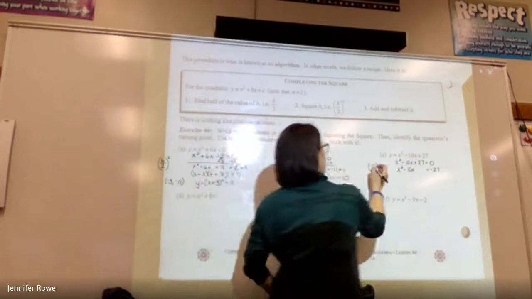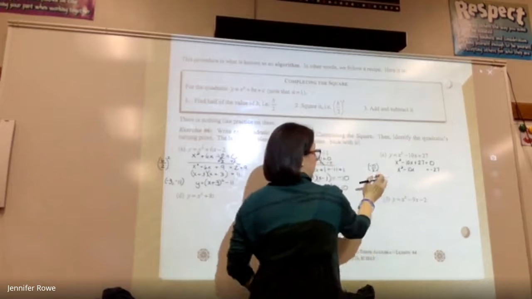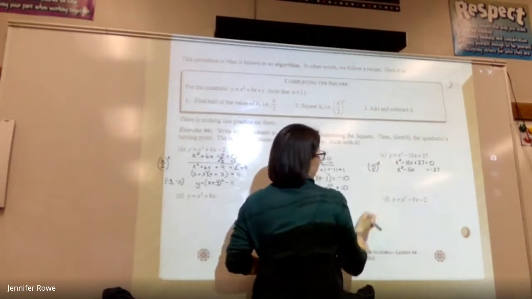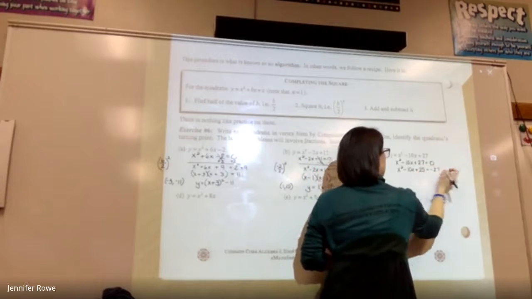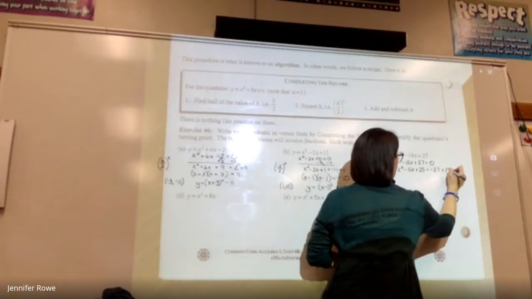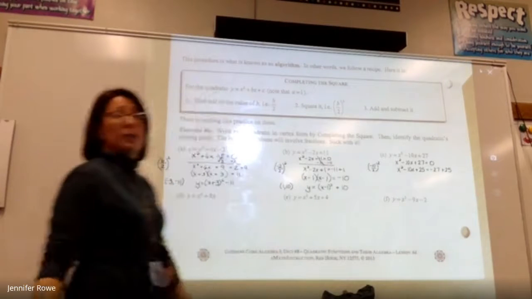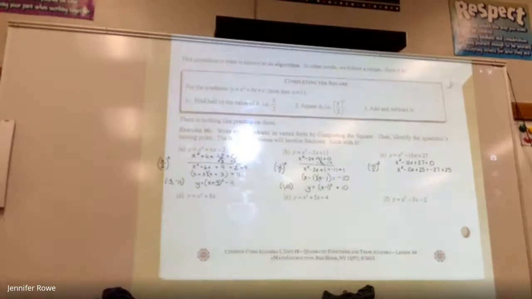Divided by 2. Negative 10 divided by 2? Negative 5 squared. 25. So I'm going to add 25 here. And I'm going to add 25 here. Okay, I'm stopping for a minute.